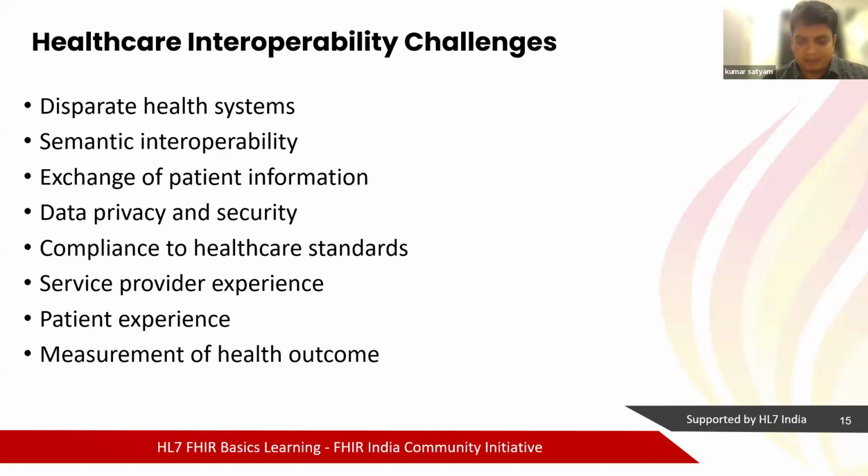While we say interoperability is important and needed for current ecosystems to work, there are several challenges. Some of the challenges we highlighted already in the institutional layer, the people layer, and the process layer. Apart from that, the current health systems are disparate, they are at different levels of maturity, and they may not be talking to each other. Semantic interoperability, which is about preserving and communicating the meaning of data, is still a challenge.